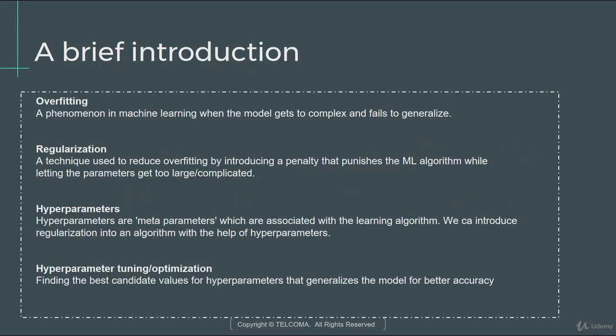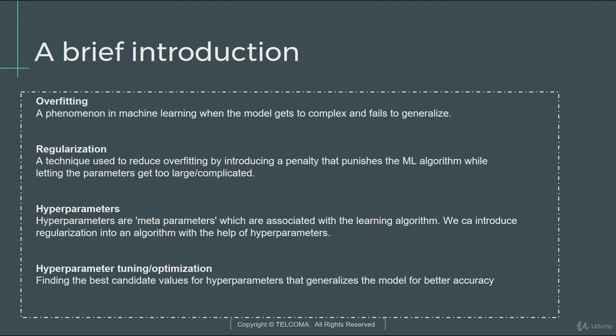Now, let's start with a very brief introduction to this topic. We have four different terms that we need to get acquainted with: overfitting, regularization, hyperparameters, and hyperparameter tuning or optimization. While we were understanding the evaluation metrics for a classification use case, we talked about overfitting and underfitting. Those were two new terms which came across in the previous section. Let's understand what we actually mean when we say overfitting and underfitting.